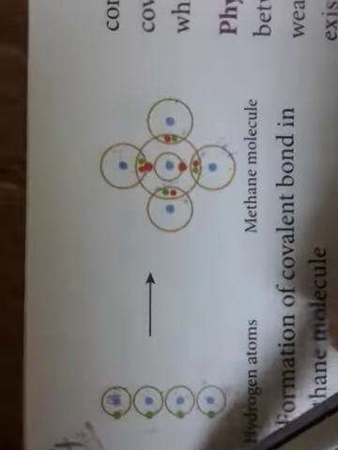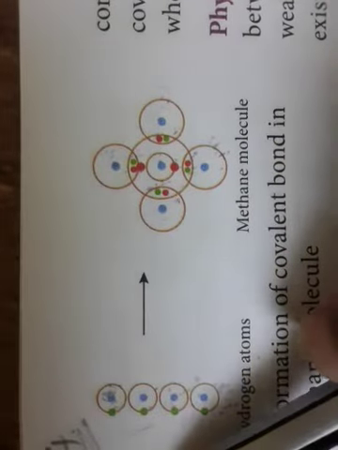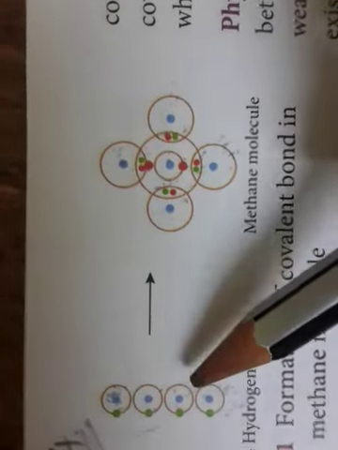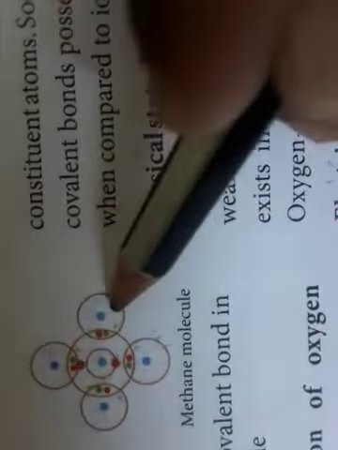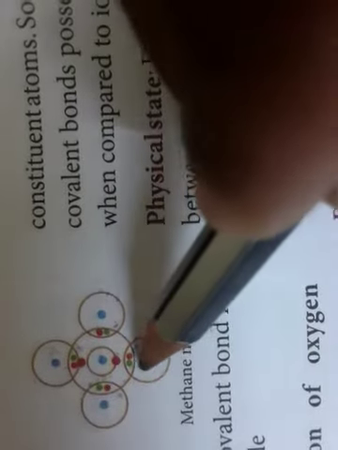So you see the structure. Carbon is represented in red color, and hydrogen is represented in green color. Okay, now you see the diagram. This hydrogen is sharing its green color electron, and this hydrogen its green color electron, and this hydrogen and this hydrogen. And similarly the 4 red color electrons are present in the outermost orbit of carbon.